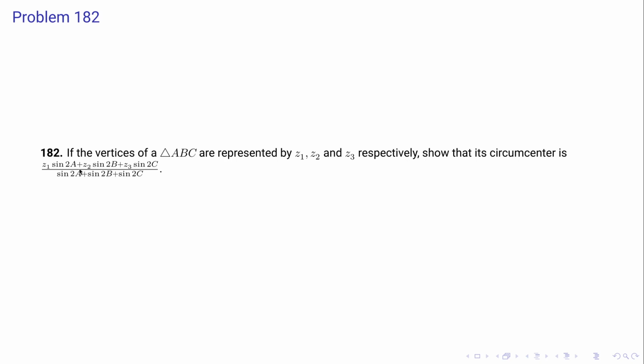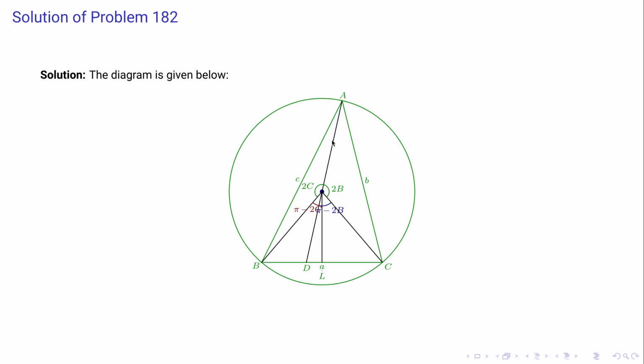Now problem 182 says that if the vertices of a triangle are represented by Z1, Z2 and Z3, then we have to show that the circumcenter is given by Z1 sin 2A plus Z2 sin 2B plus Z3 sin 2C, divided by sin 2A plus sin 2B plus sin 2C. So this is the diagram.